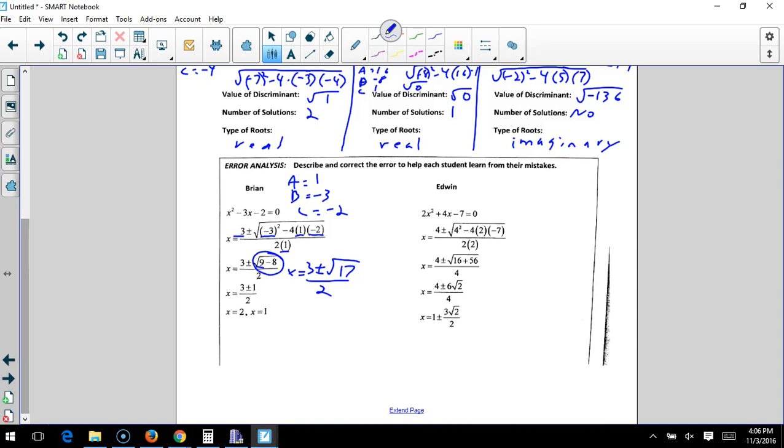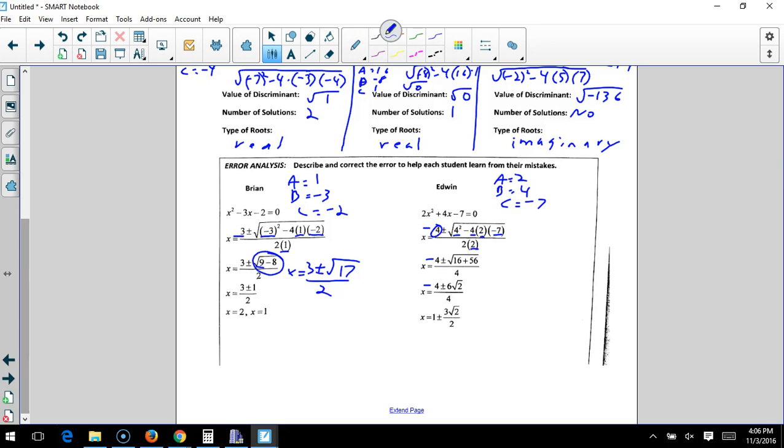Let's look at Edwin's. A is 2, B is 4, and C is negative 7. This is not the opposite of B, so this should be negative all the way down. Let's see if there's any other errors. Here we have B squared, that's fine. Minus 4 times A times C, that's fine. Times 2A, that looks good. 4 squared is 16, that works. 4 times 2 is 8, times negative 7 is negative 56. You subtract that, it becomes plus 56.